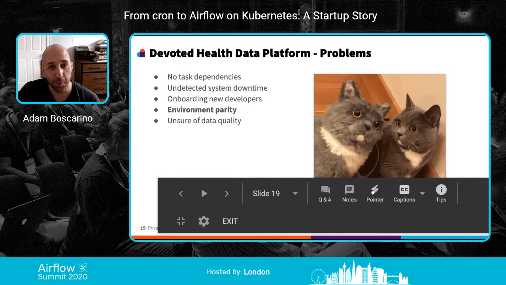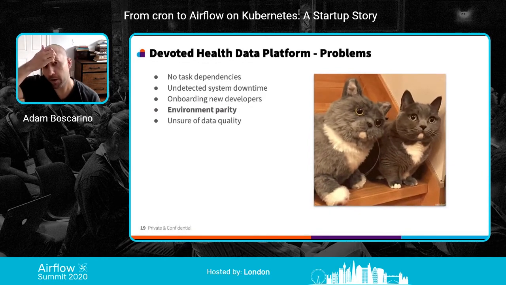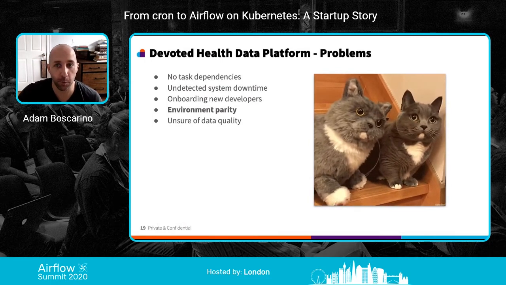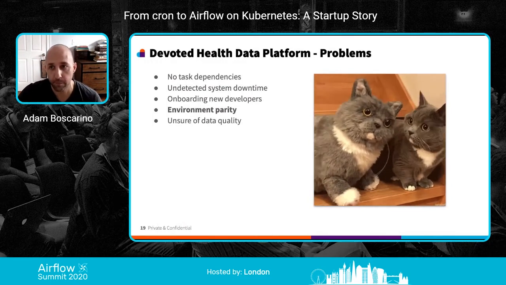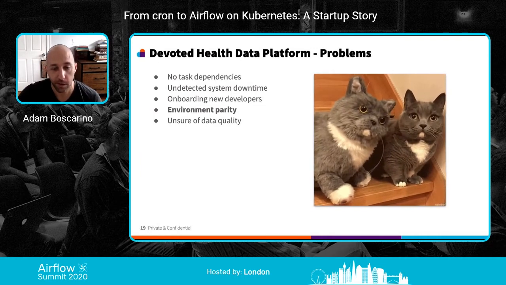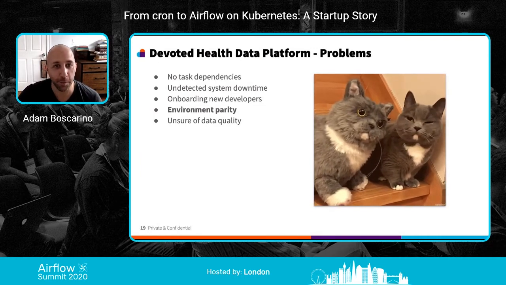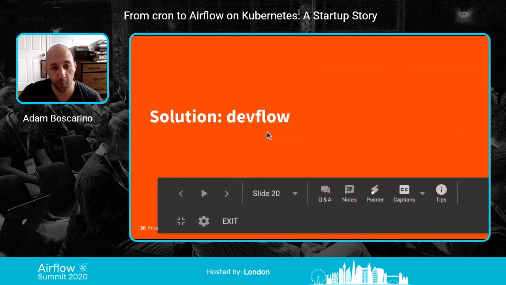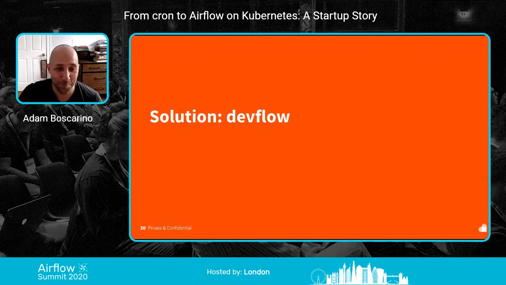The next problem we faced was environment parity. In our previous platform, our developers work locally on one machine and then pushed to a different production server that sometimes wasn't the same. And like I said, this caused some issues that could be difficult to debug. And we solved this with a tool called Devflow, Airflow. We're not great at naming things.